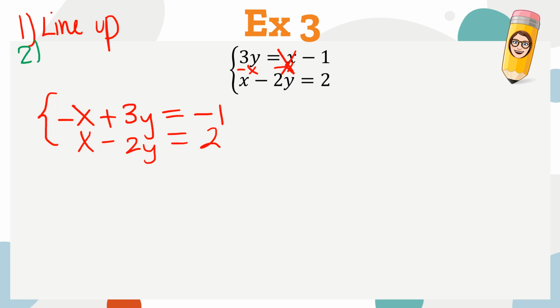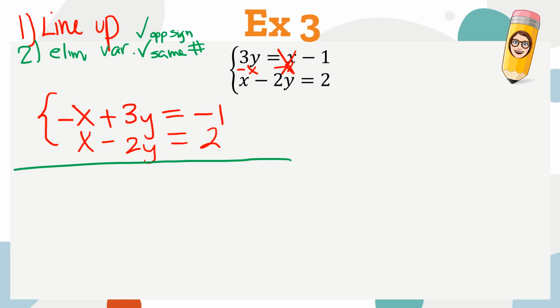Step 2, we need to eliminate a variable. Well, look at that. We're going to choose the x's. Are they opposite signs? Yep. Are they the same number? They are. So we get to just draw our line and prepare for old school addition. What's negative x plus x? Cancels. It should. We just eliminated the variable.